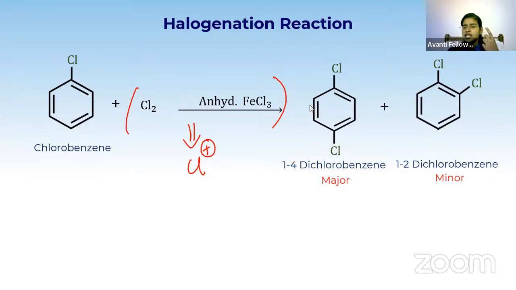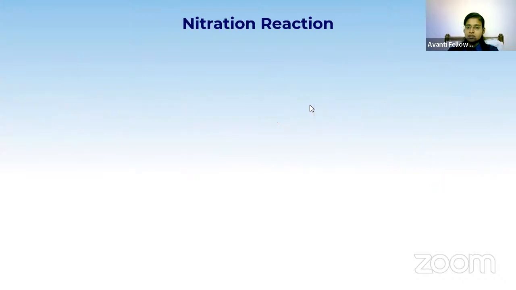So you need to study the halogenating agent and the electrophile that is being generated from that halogenating agent. That's all. The second thing is you have to substitute in ortho and para. Very easy. Okay. So let me go for the second reaction and it is called nitration.